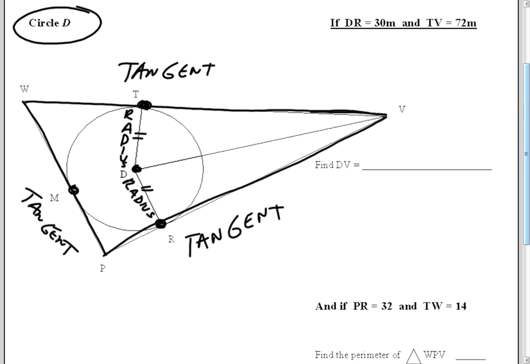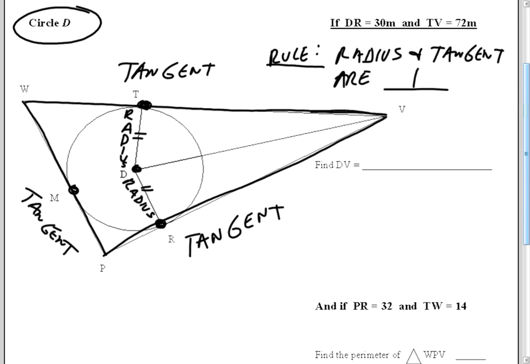And that leads to the first rule on this page. Previous page had three major rules: central angle, inscribed angle, tangent chord. This one's going to have two rules. First one is that radius and tangent are... that symbol? What's that symbol? Perpendicular, which means how many degrees? Put that into the drawing. If I see a radius and a tangent, right angle. Radius and tangent, right angle.